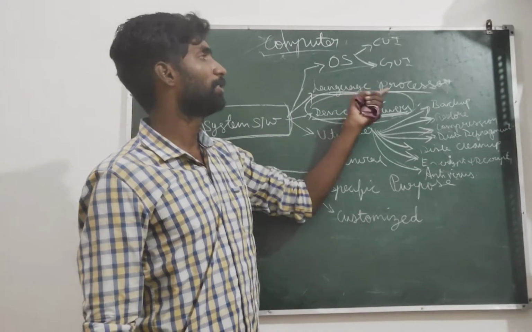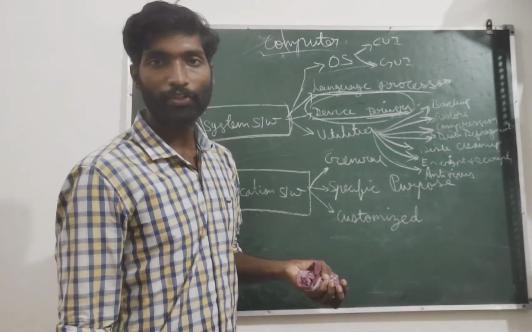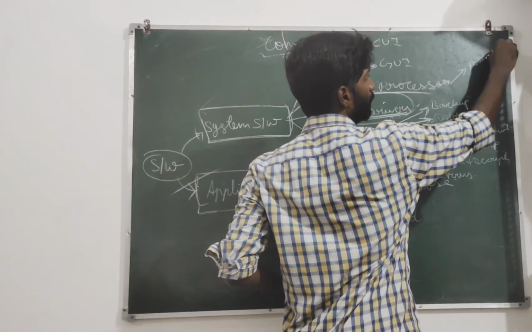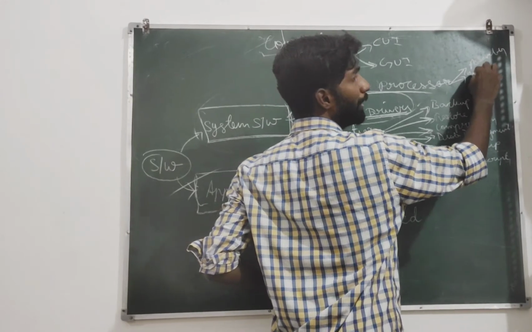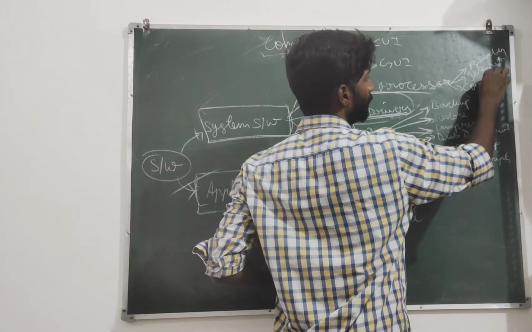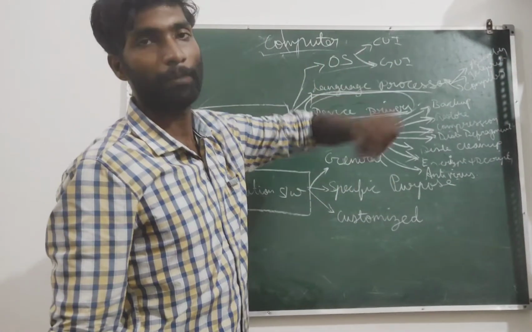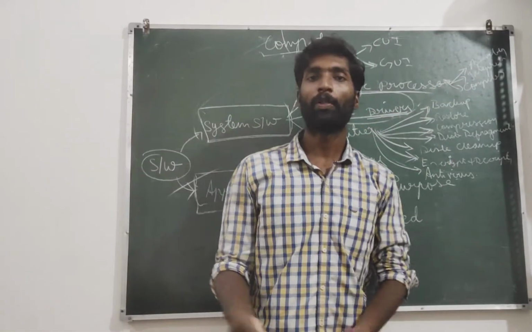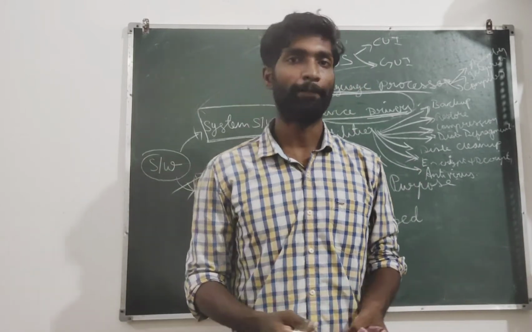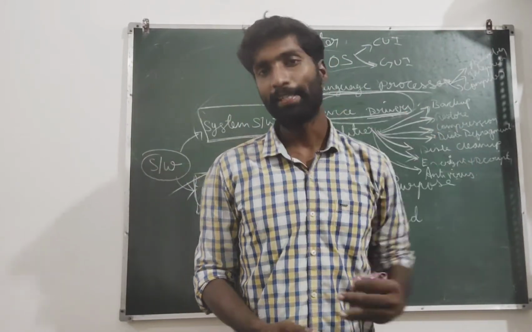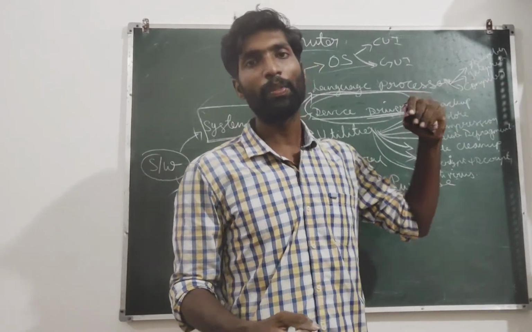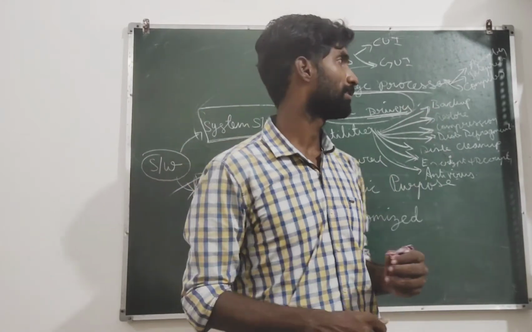Next one, language processor: assembler, interpreter, and compiler. We saw that an assembler works with mnemonic codes, which means symbols. So a few numeric values and a few particular symbols will be there. An interpreter is a translator program used to translate a program line by line. A compiler is a translator used to convert the entire program at once.